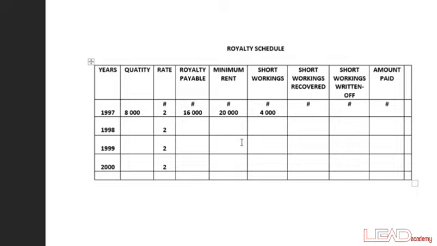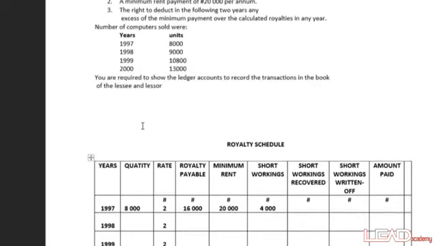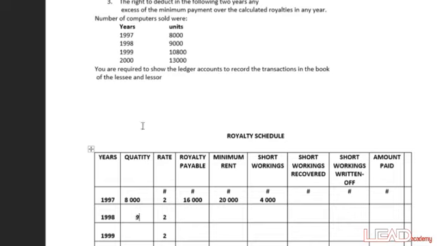Amount paid is after you have removed any short workings recovered and added any short workings, the amount that you paid the landlord. That is the amount paid. So the same process I did in 1997, I advise you to pause the video and do the same process for 1998, or let's do 1998 together.